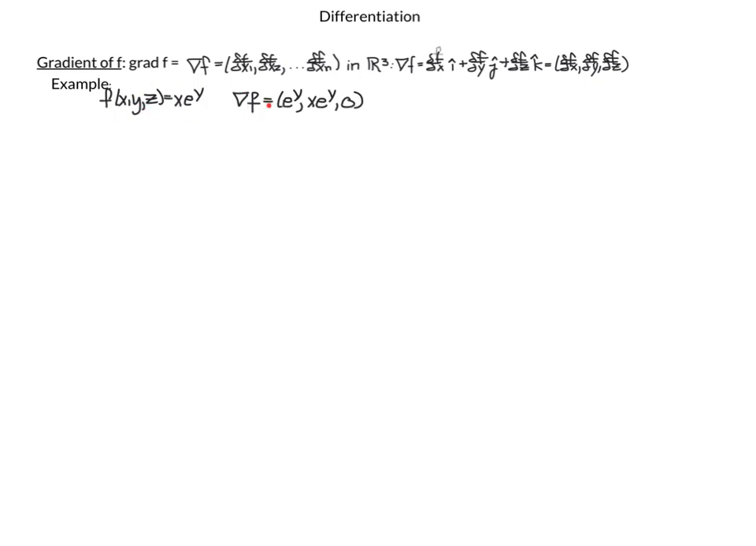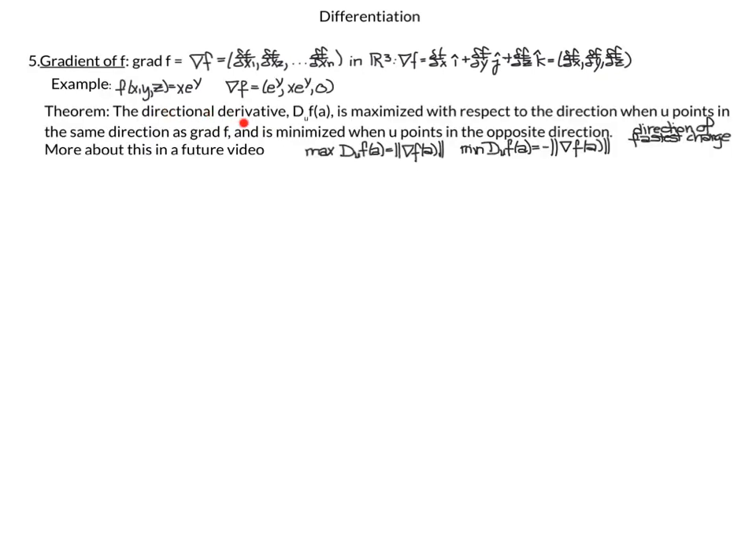So the del, the gradient of f, is equal to the derivative of this with respect to x. So e to the y is just a constant. Derivative with respect to y, that's x e to the y. And with respect to z is just 0. We have this theorem that says the directional derivative is maximized with respect to the direction when u points in the same direction as grad f. We have a whole other section of this chapter devoted to the gradient of f, and the idea is that the gradient of f points in the direction of fastest change in f, and it's minimized when u points in the opposite direction.